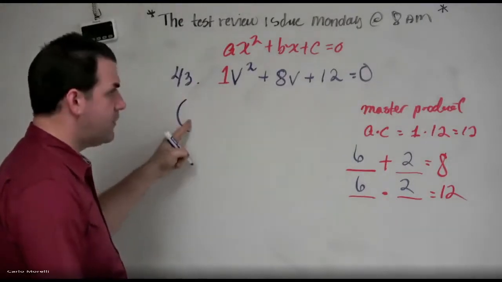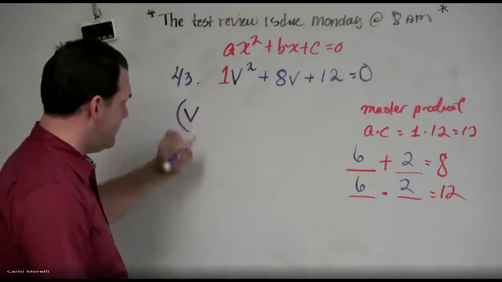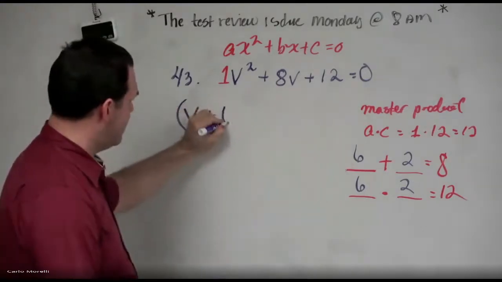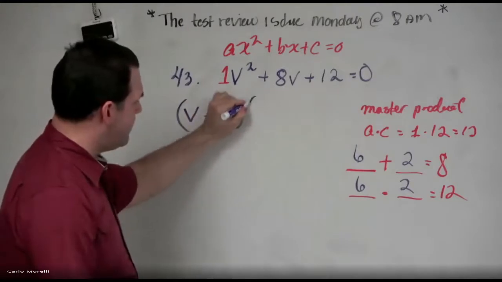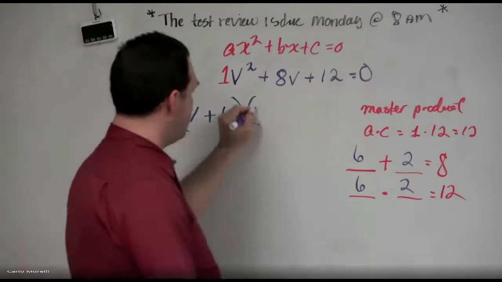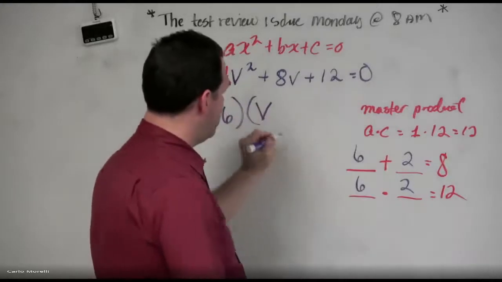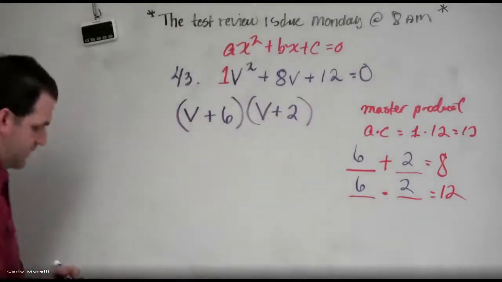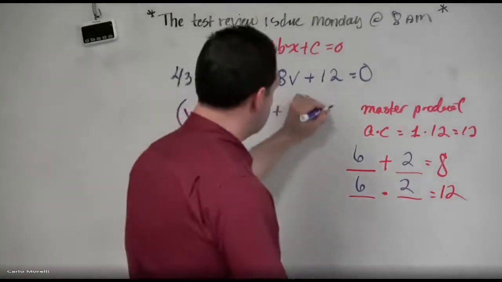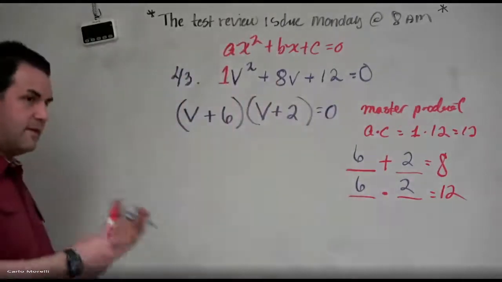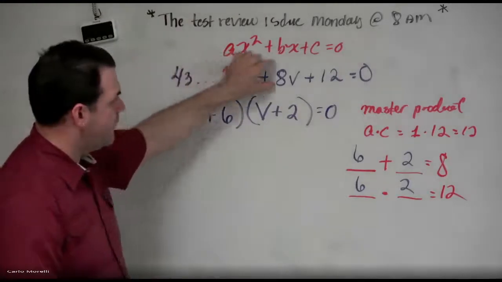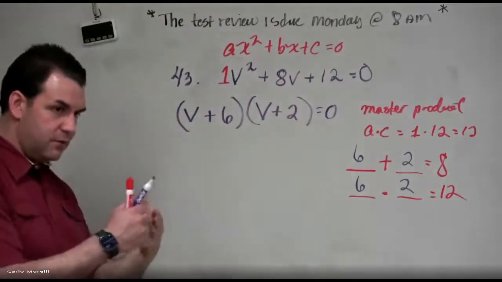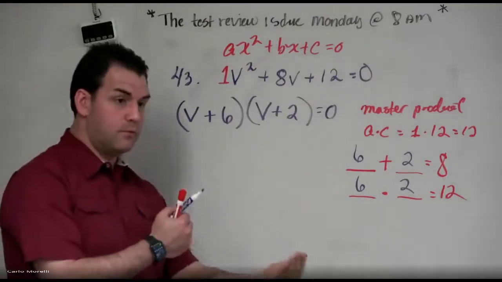So we do an open parentheses, and then we write v plus 6, close the parentheses, open up a new parentheses, and then we put v plus 2, equals 0. So just, I want to say this, this top equation here equals this equation right here. They're equal to one another. They're just different forms of the same equation.